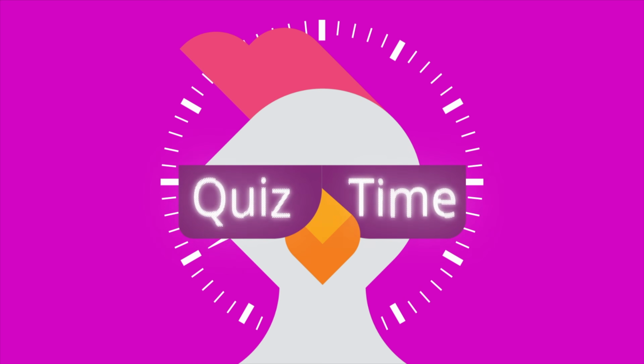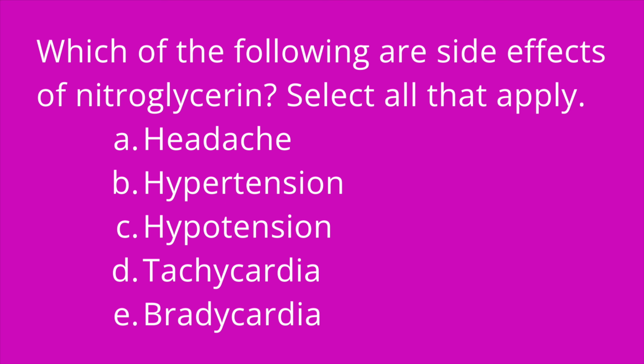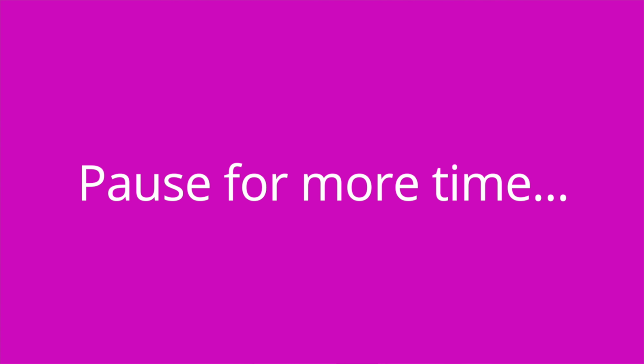All right, it's quiz time, and I have 3 questions for you. Question number 1. Which of the following are side effects of nitroglycerin? Select all that apply. A, headache. B, hypertension. C, hypotension. D, tachycardia. And E, bradycardia. The answers are A, C, and D.